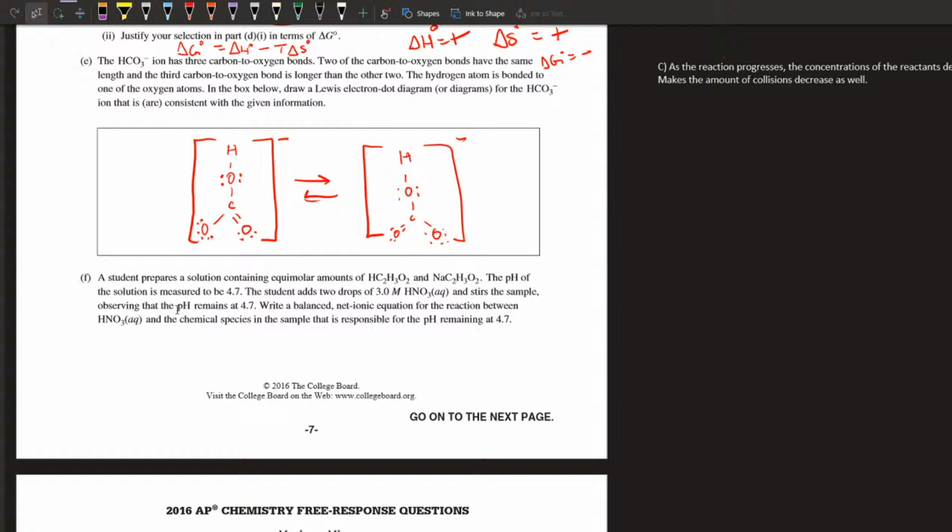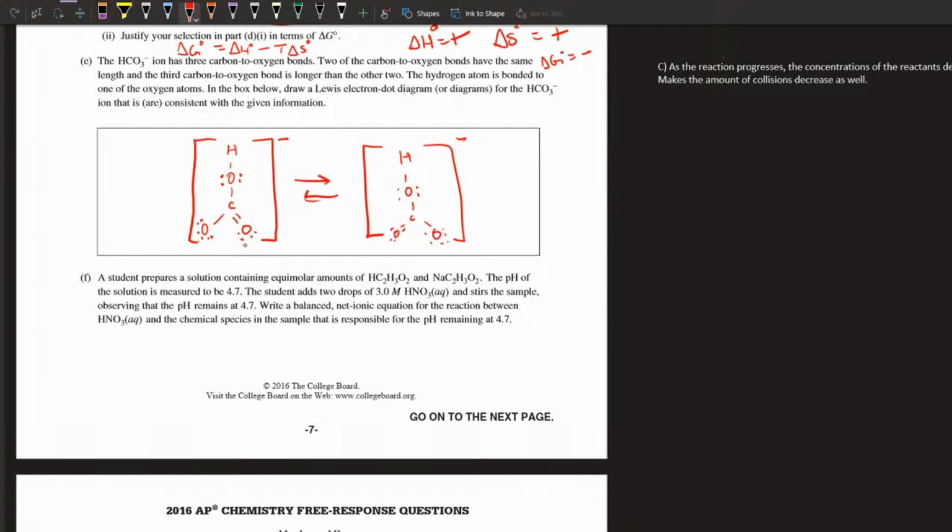Alright, so let's go to F. A student prepares a solution containing equimolar amounts of acetic acid and NaC2H3O2, which is just sodium acetate, I think. The pH of the solution is measured to be 4.7. The student adds 2 drops of 3 molar HNO3 and stirs the sample, observing that the pH remains 4.7. Write a balanced net ionic equation for the reaction between HNO3 and the chemical species in the sample that is responsible for the pH remaining at 4.7.